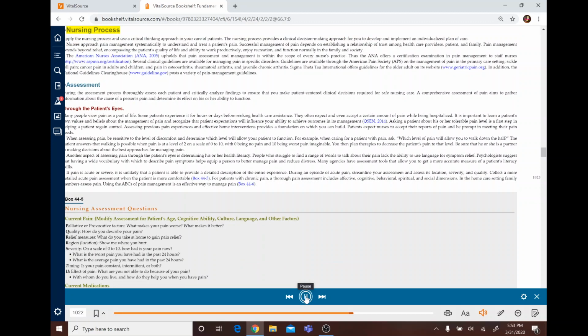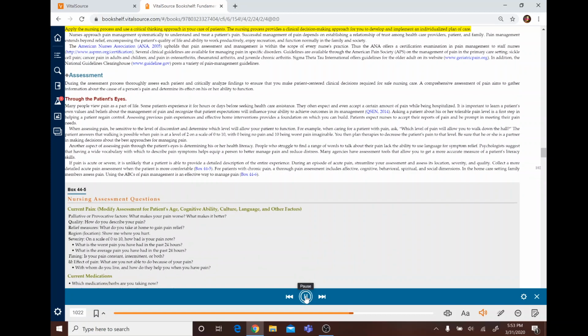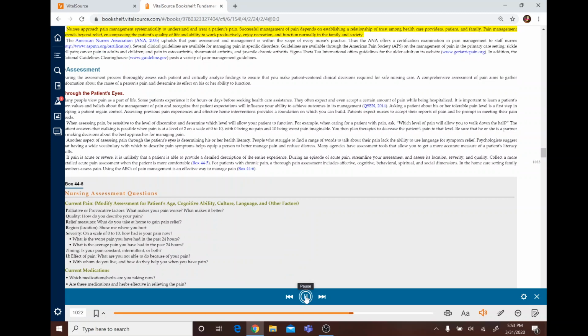Nursing process. Apply the nursing process and use a critical thinking approach in your care of patients. The nursing process provides a clinical decision-making approach for you to develop and implement an individualized plan of care. Nurses approach pain management systematically to understand and treat a patient's pain. Successful management of pain depends on establishing a relationship of trust among healthcare providers, patient, and family. Pain management extends beyond relief, encompassing the patient's quality of life and ability to work productively, enjoy recreation, and function normally in the family and society.